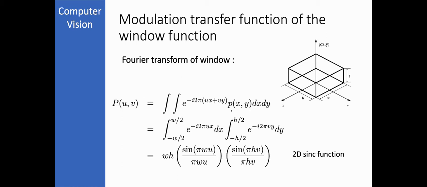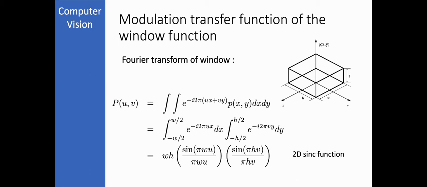I wrote down the integral here, so P of x, y is simply 1 in the sensory area and 0 otherwise. So in the integral, it's only 1 between minus w over 2 and w over 2 in the x direction, and minus h over 2 to h over 2 in the y direction. If you take this integral, you'll notice that this is a 2D sinc function. It's almost like a sine, but sine divided by its argument.